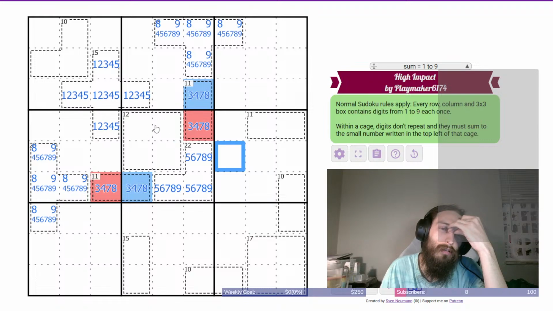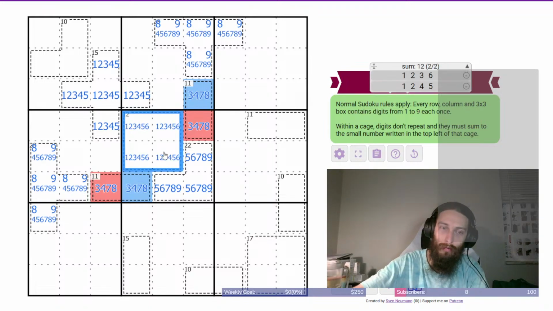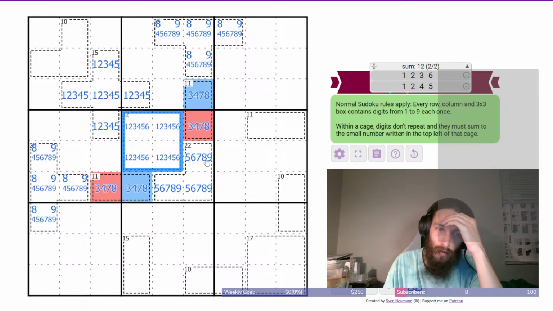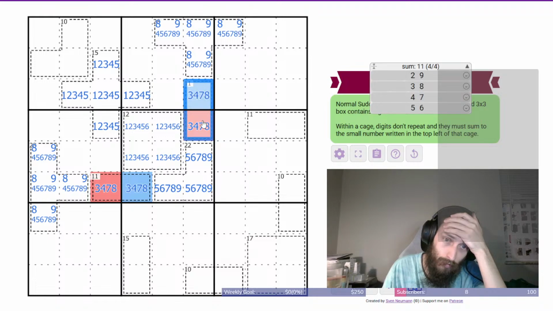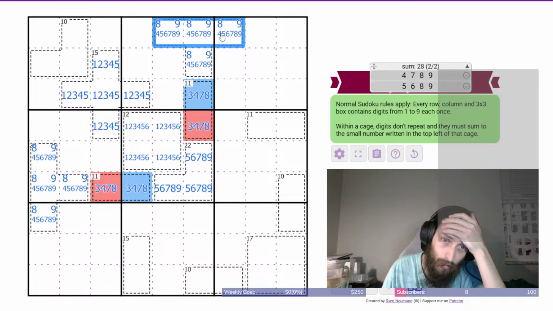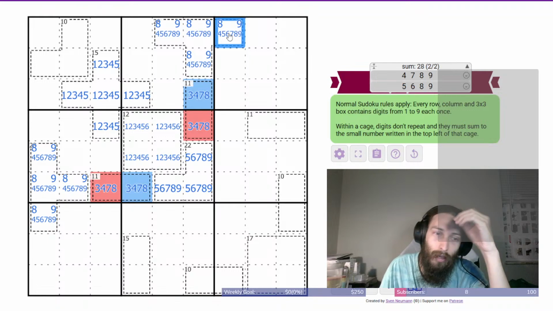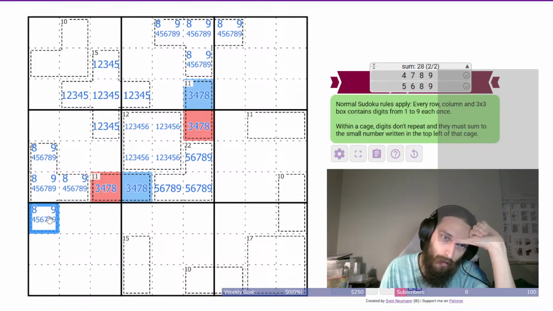Okay. This is 1 through 6. 1 and 2 guaranteed. This is a 9 guaranteed. So if this was 4, 7, well then this couldn't be 4, 7. This is 3, 8, and you just put the 8 on the outside of both of these.